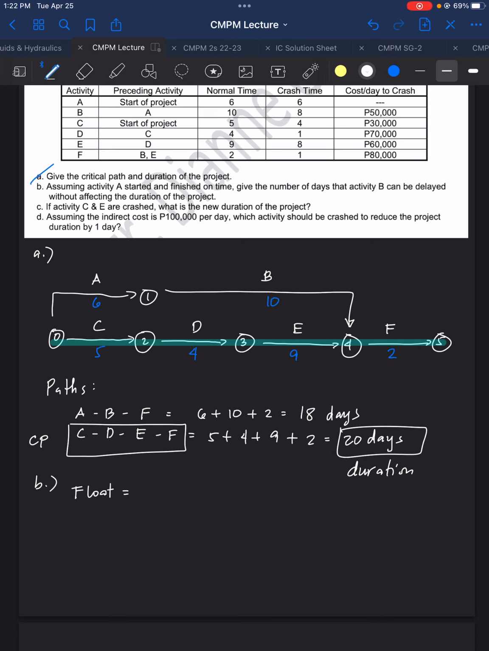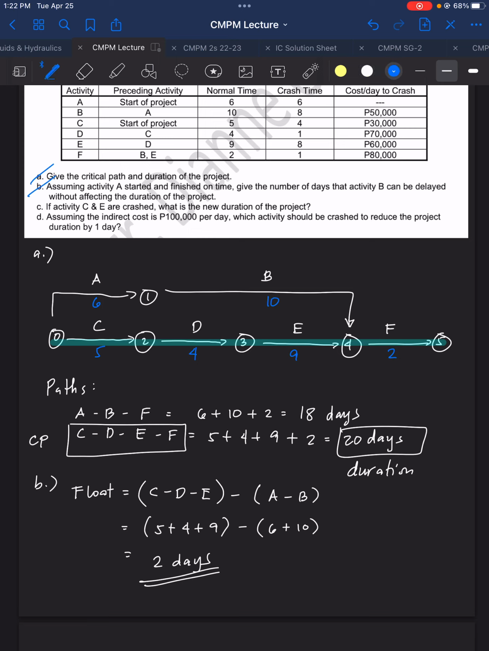So, float here is actually C, D, E, F, the parallel activity. They have the same start and same finish for the arrow. Minus activity A and B. So, that is equal to 5 plus 4 plus 9 minus 6 plus 10. So our float there is 2 days. That's the answer. 2 days to delay activity B without affecting the duration of the project.